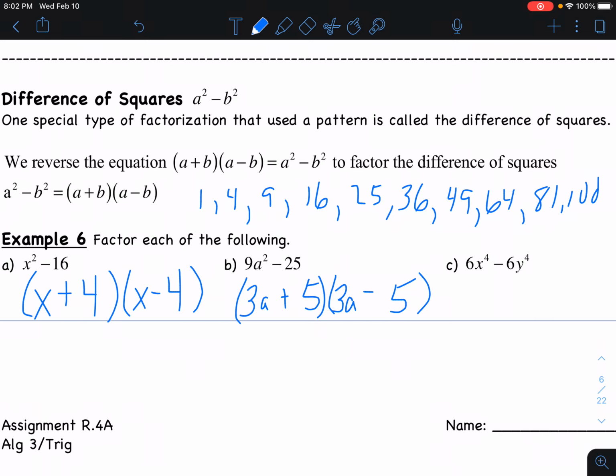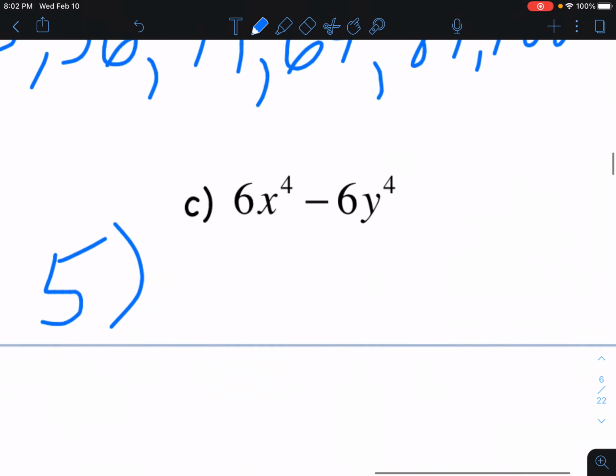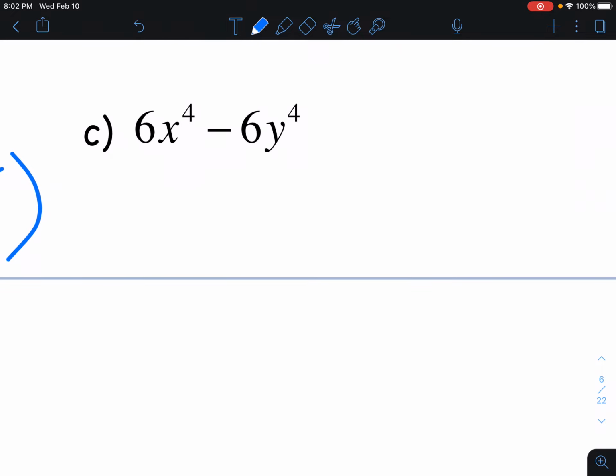Okay, letter C is actually a little bit of a curveball they try to throw at you. This really jumped up in difficulty here. Now, you might be thinking, well, 6 is not on that list of perfect squares, and you'd be correct. Sometimes we actually have to, let me back up a bit. Earlier in the lesson, I said that GCF is always number 1. Whenever I give you a factoring problem, you should always be on the lookout for GCF first. Do I have one here? Yes, I do. I actually have a GCF of 6.